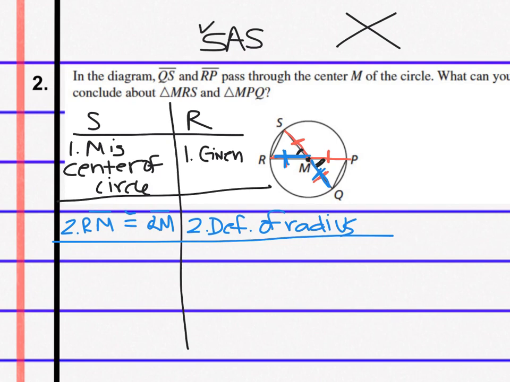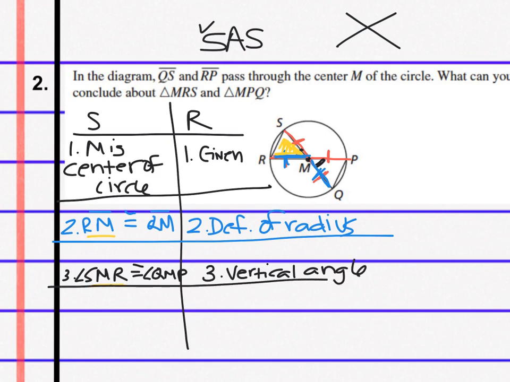Then I'm going to do my angles. So I'm going to say angle SMR. And if you had said RMS, that would also be fine. But I'm starting with this top triangle, this yellow triangle, so everything on the left should be from that triangle. Angle SMR is congruent to angle QMP, and my reason is those are vertical angles.